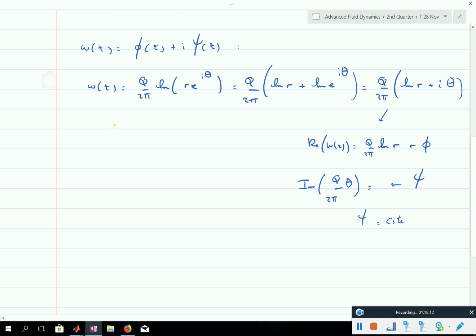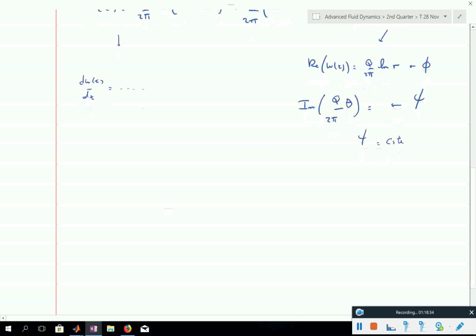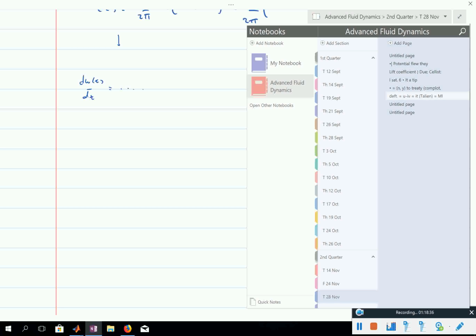Now, if you wanted to get to the velocity field, you would do the same thing. You would compute d omega of z over dz. I'm not going to do it. You can compute that, and you'll see you have the velocity field that we computed before for a source, except you have to be careful that the imaginary part is minus the y component. Always be careful about that. So, sources and sinks.